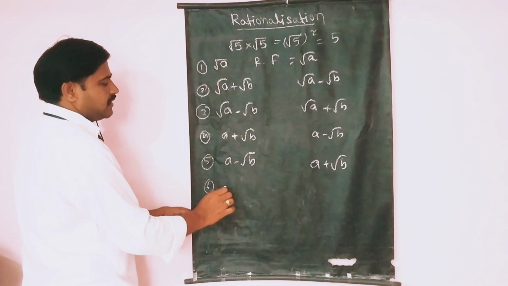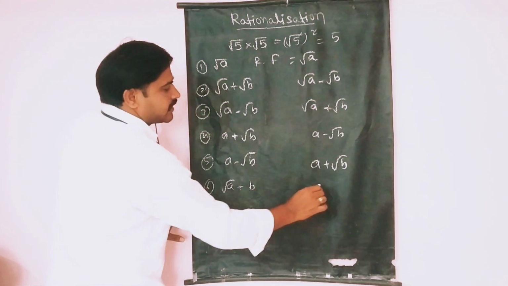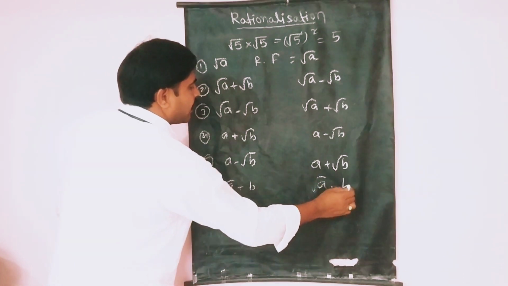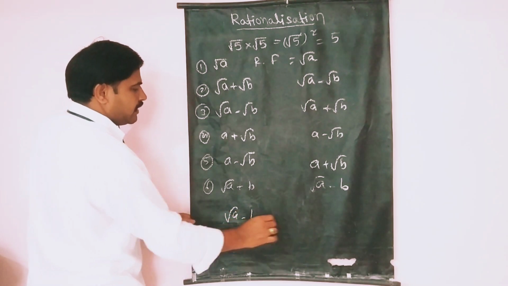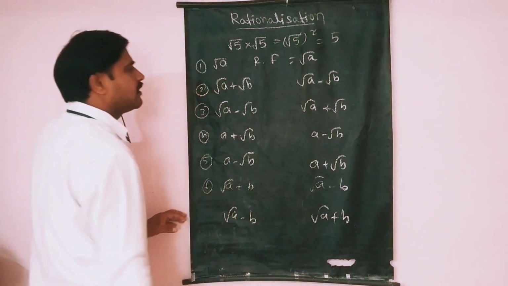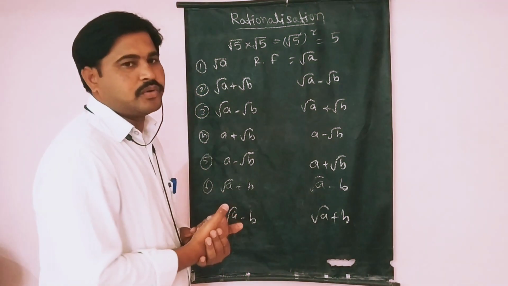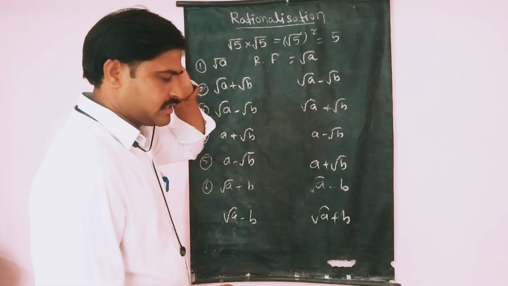Sixth one, root a plus b: the rationalizing factor is root a minus b, and root a minus b: the rationalizing factor is root a plus b. These are very important formulas. We have to do some problems on this rationalization.